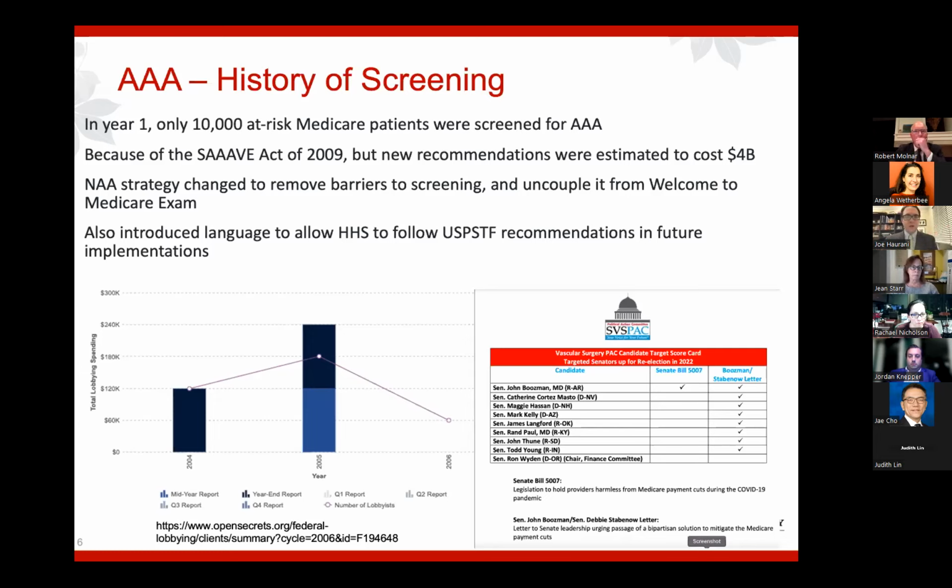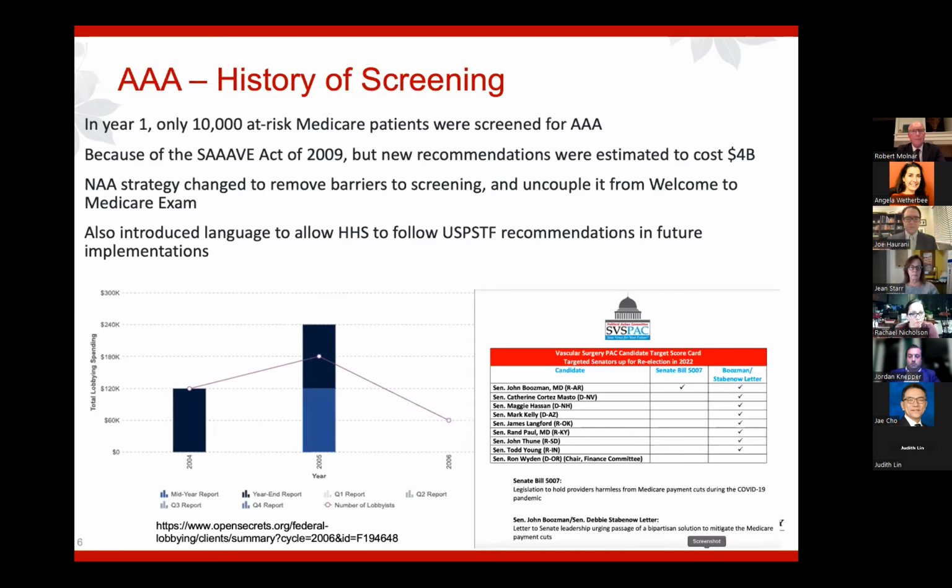And they also uncoupled it from directly needing legislation, and they made it so that Health and Human Services would be more flexible and allowed to follow the U.S. Preventive Services Task Force recommendations. That way, future updates could be done through CMS independently, so you didn't need legislation each time.